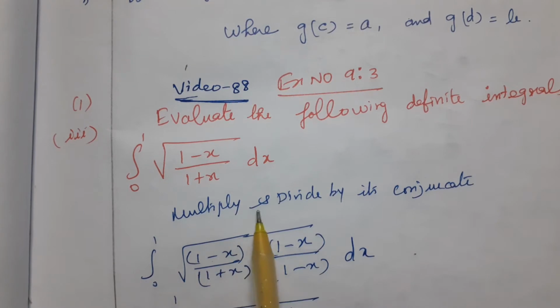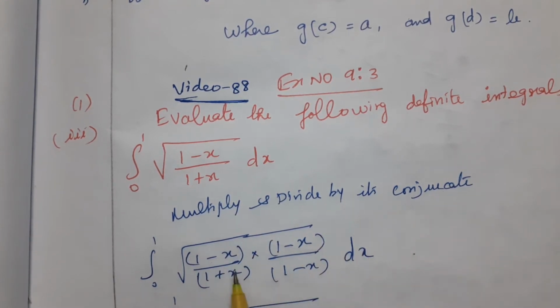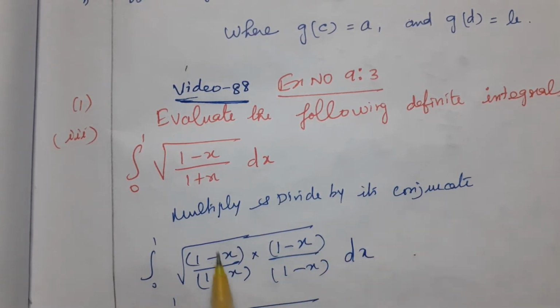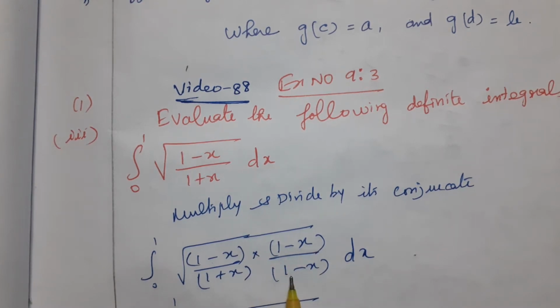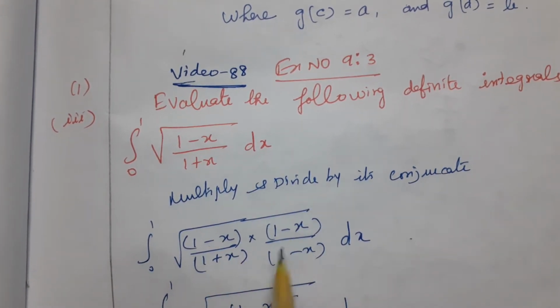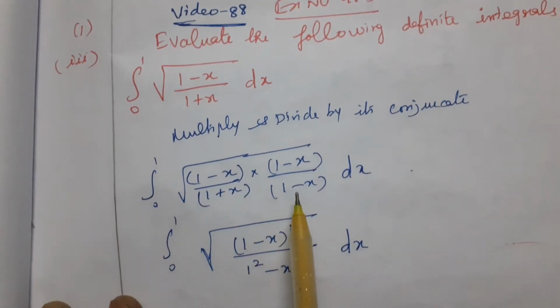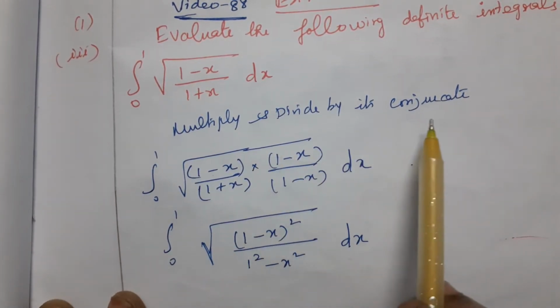What is the first step? Multiply and divide by its conjugate. First we simplify the integrand. Integral 0 to 1, multiply and divide by the conjugate. What is the conjugate of 1 plus x? It is 1 minus x. So multiply and divide by 1 minus x. A minus b into a minus b is a minus b the whole square.